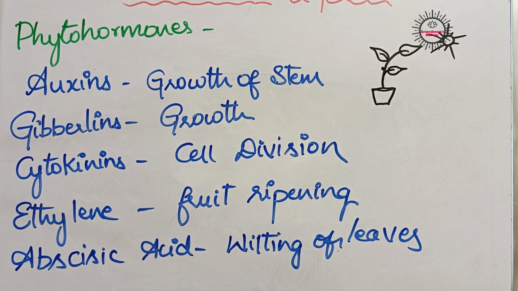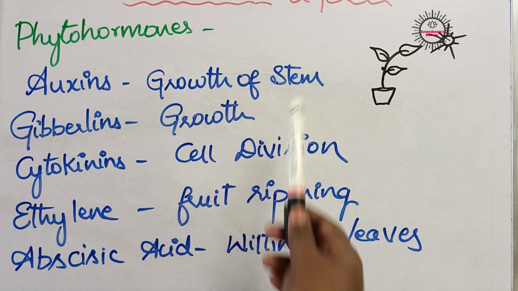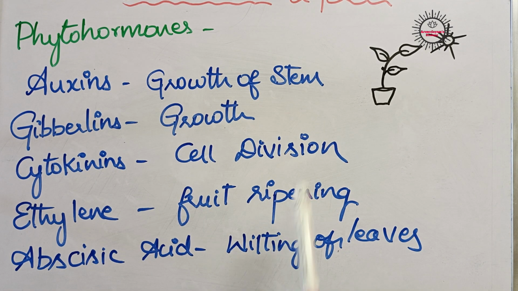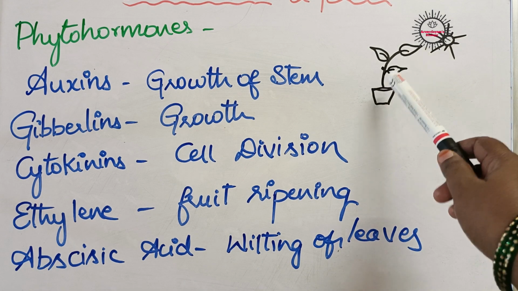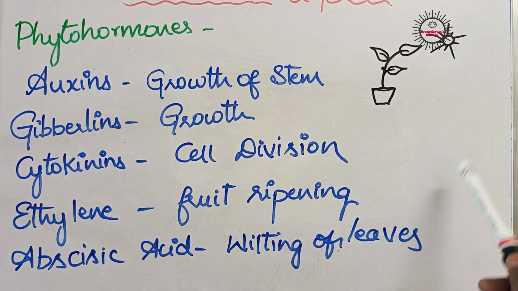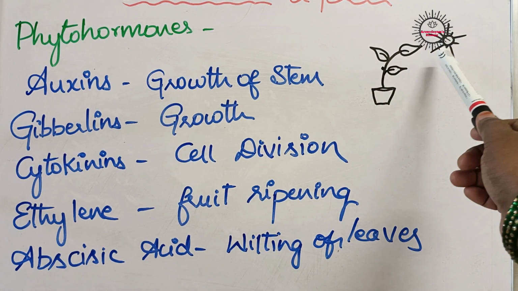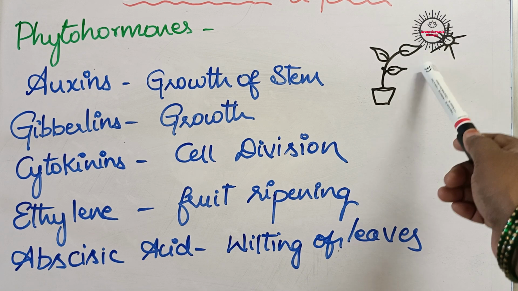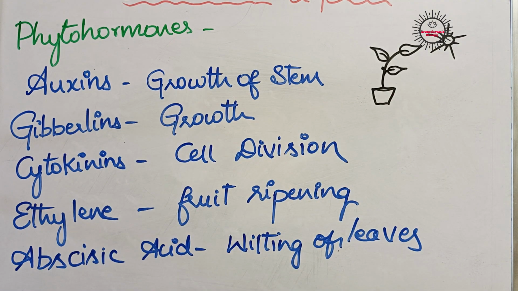First one is auxin. Auxins are one type of phytohormones which can help in the growth of the stems and roots also. And in our previous video we have seen about phototropism. No? When light falls onto the plant, the stem always bends towards sunlight, isn't it? So here also this phototropism phenomenon is caused because of this auxin hormone.